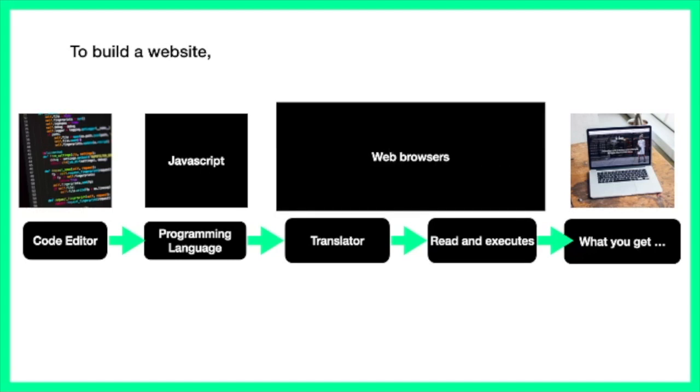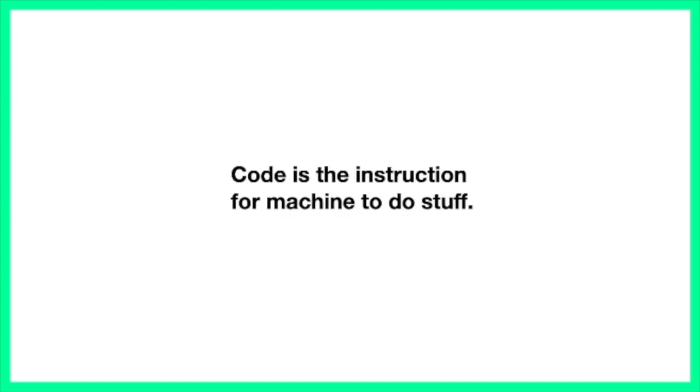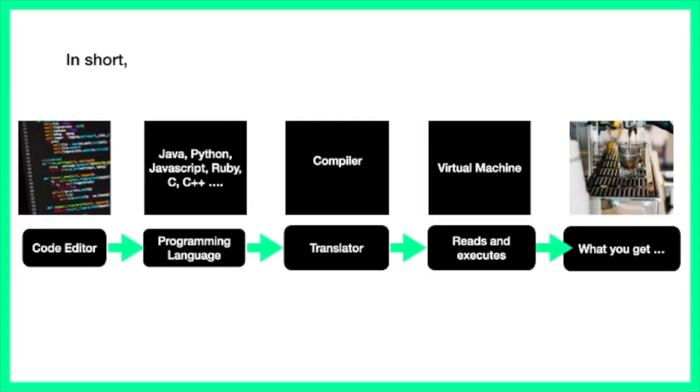However, in the real world, web browsers such as Google Chrome, Safari or Internet Explorer will help us do the job as compilers and virtual machines. In short, you just have to remember that code is the instruction for the machine to do stuff. Whenever you want the machine to do stuff for you, you have to write code for it. In any coding process, you will have 5 steps altogether, from getting the code editor, to writing code in programming language, to translating code into binary code, and finally getting the virtual machine to read and execute your code.